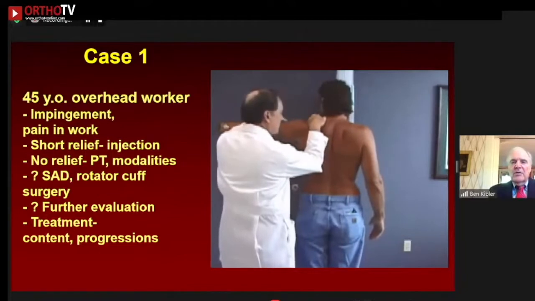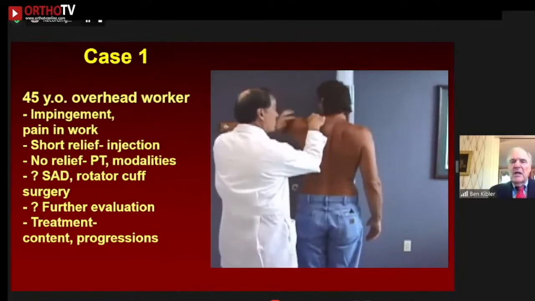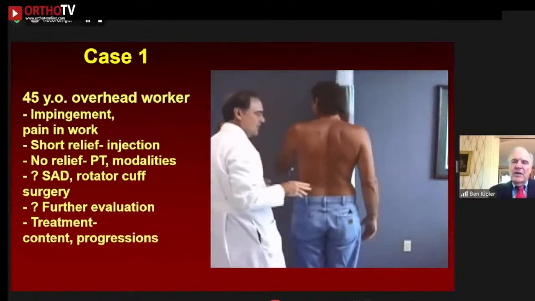You can do a scapular retraction test. You stabilize it in retraction. You find that now the forward flexion strength has returned to normal and the symptoms have gone away. That shows you that the problem is more in the scapula than it is in the rotator cuff. You treat this patient with proper therapy, and he does not need surgery.